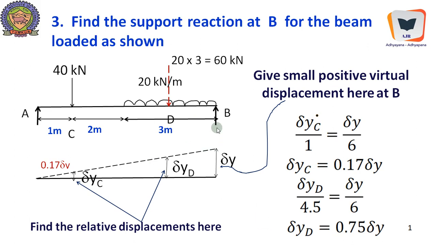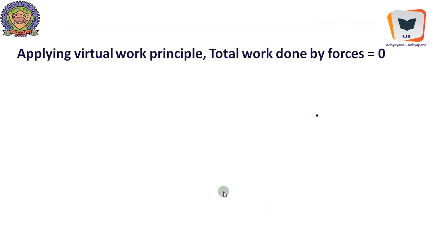So now we need to multiply RB into del y plus 60 minus 60 into del yd minus 40 into del yc equal to 0. So the sum of the works done by the forces in the system should be equal to 0, the system being in equilibrium. Right, so we have got 0.75 del y over here, and we have got 0.17 del y over here. We can readily use this in our equation, applying the virtual work principle. Total work done by forces equal to 0.